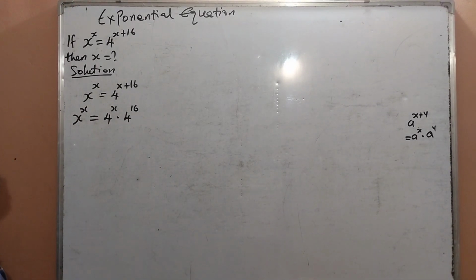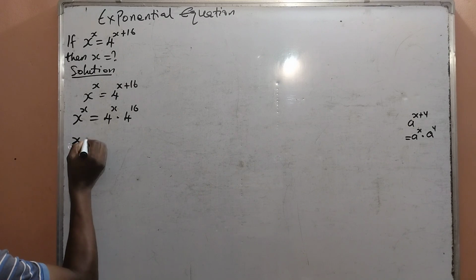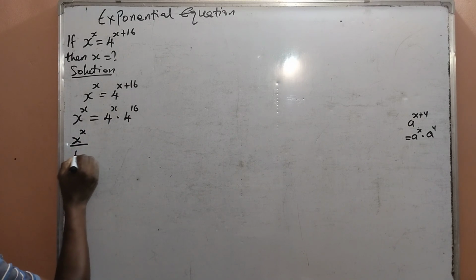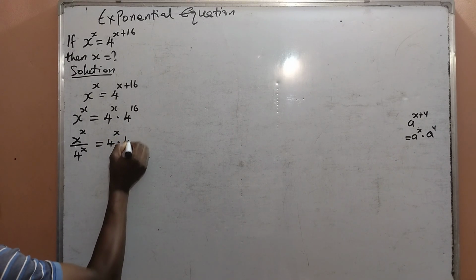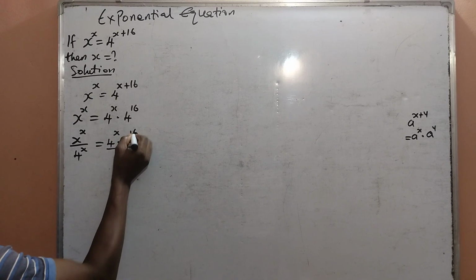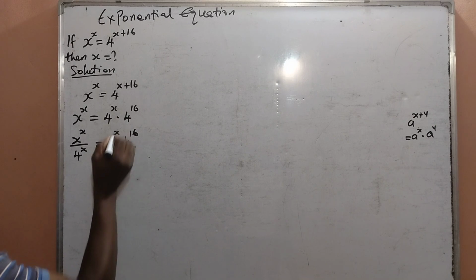Now, from this point, I can divide both sides of the equation by 4 raised to power x, and this will give me x raised to power x all over 4 raised to power x equal to 4 raised to power x multiplied by 4 raised to power 16 divided by 4 raised to power x.